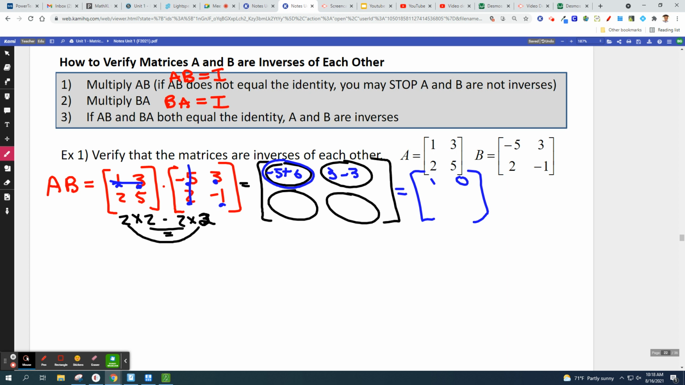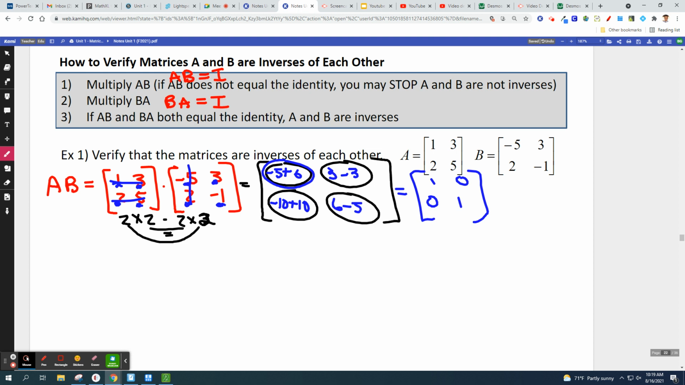Now let's do bottom left. Bottom times left. It's really easy for your eyes to go crossed, but bottom times left, that's going to be 2 times -5 is -10, and 5 times 2 is +10. That's 0. Now bottom right, 2 times 3 is 6. 5 times -1 is -5.